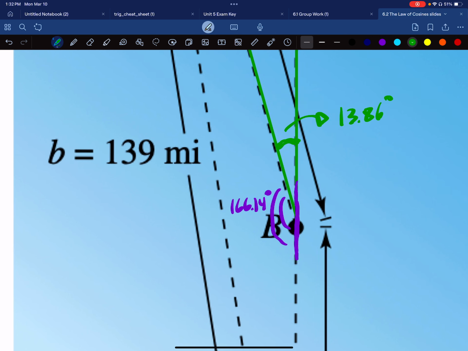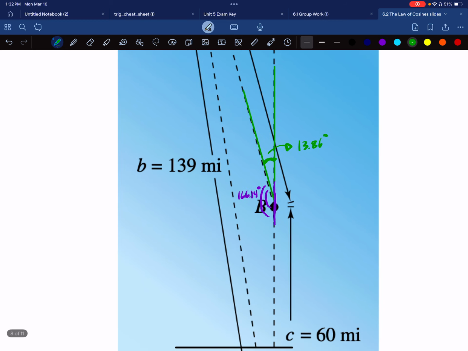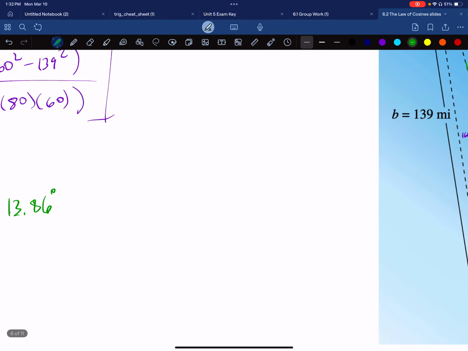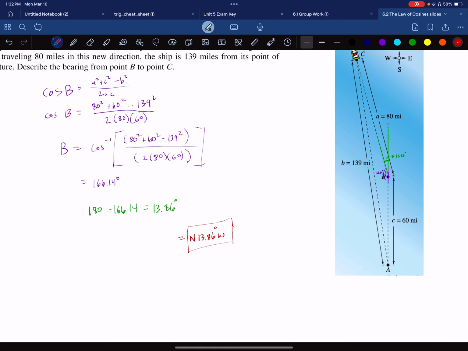And just remember with bearings, they're kind of written backwards. So that is west of north, right? And the way we would write our final answer is that the boat is traveling 13.86 degrees, and then we put the west after and the north before. So that means 13.86 degrees west of north.